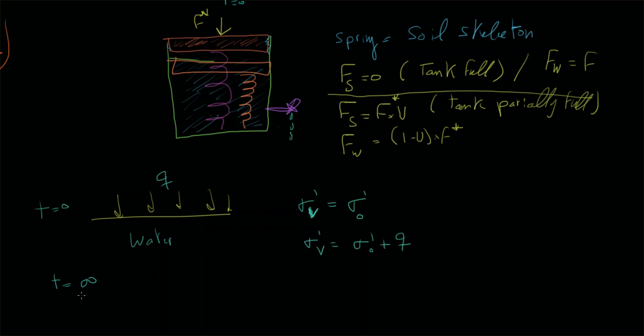So at time equal to infinity, what happens? The water dissipates, just like the spring. The soil skeleton starts to see some force, and this surcharge starts to transmit into the soil. Therefore, we can see that the stress in soil has surcharge in it. So at time 0, the surcharge has to go somewhere, right? So it goes into the water. We call this a new water pressure. It's called excess pore water pressure.